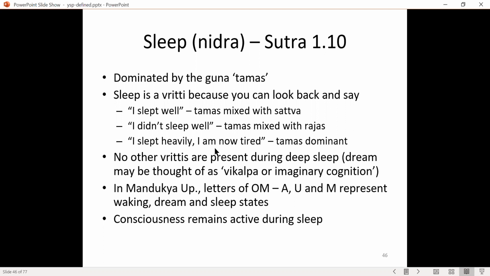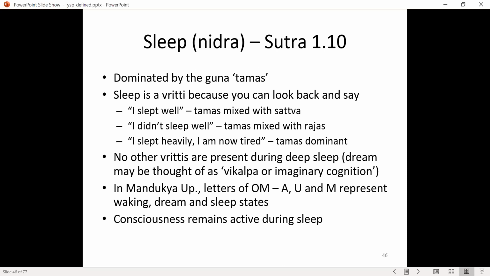Then you come up still feeling tired. Now, no other vrittis are present during sleep time. During deep sleep, nothing is happening. Dream, we talked about that. Dream and waking state are not included in this because dream can be thought of as a vikalpa, based on prior content in the mind. We have all these subliminal impressions in the mind, and just exposing those images, we create our own dream world, but that's all imagination. So dream can be considered as vikalpa. Okay. So, deep sleep does leave an impression in the mind. That's why it's a vritti, even though there's no content at that time.